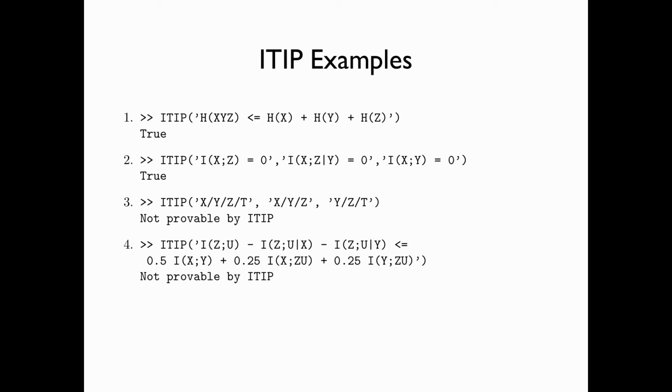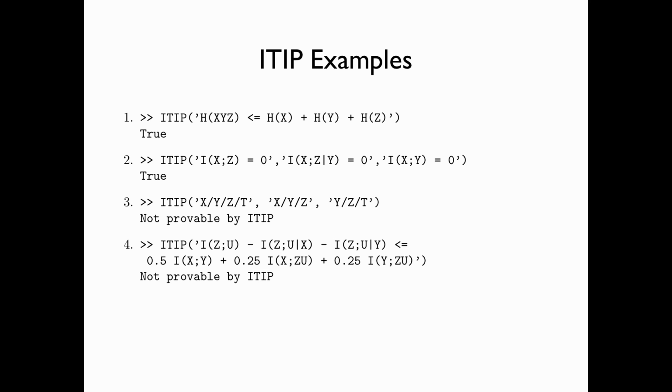In the second example, we want to verify whether I(X;Z) is equal to 0, conditioning on I(X;Z|Y) equals 0 and I(X;Y) equals 0. Upon hitting the return key, the program returns true. In the third example, we want to verify whether X, Y, Z, T forms a Markov chain, conditioning on 2 Markov subchains, namely X, Y, Z and Y, Z, T. And this cannot be proved by ITIP.